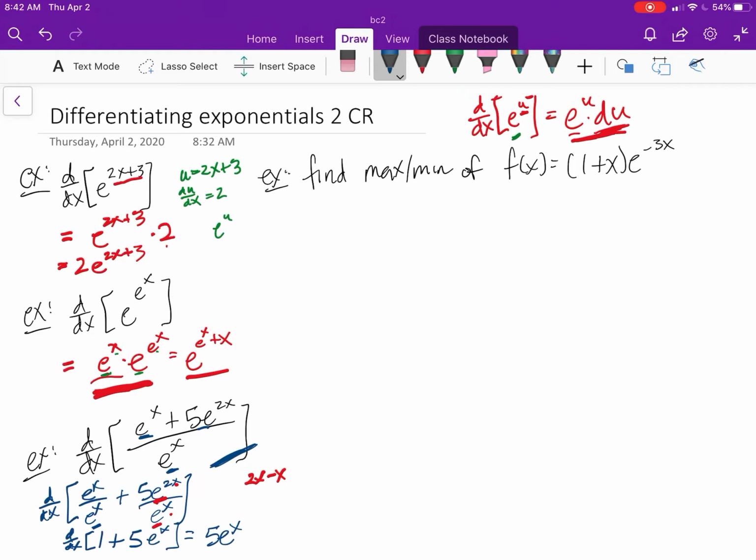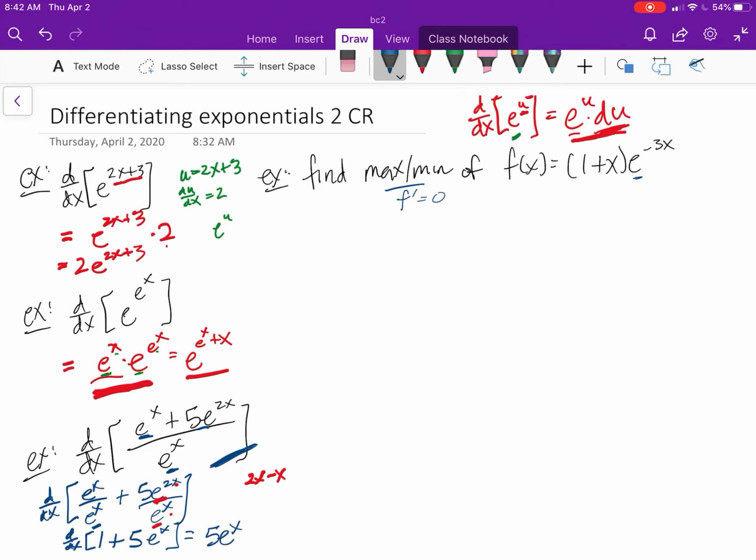Okay. In this last example, I wanted to go through a full problem where we're finding the max and min, which means we need to do the derivative, right? And we need to set the derivative equal to 0. So let's look at how that works when we have these e's in the problem.